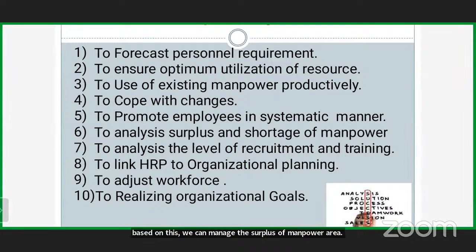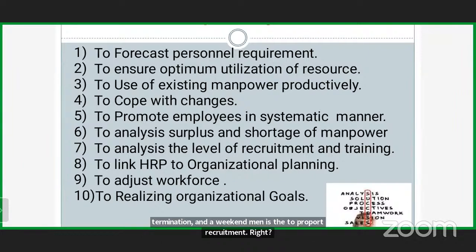And also we can manage the shortage of manpower. Shortage means what? If the organization has a shortage, it means we need more manpower. So what will we do here? We can basically go for recruitment. We can manage the surplus through termination, and we can manage the shortage through proper recruitment, right? So basing on this, we can do the human resource planning.